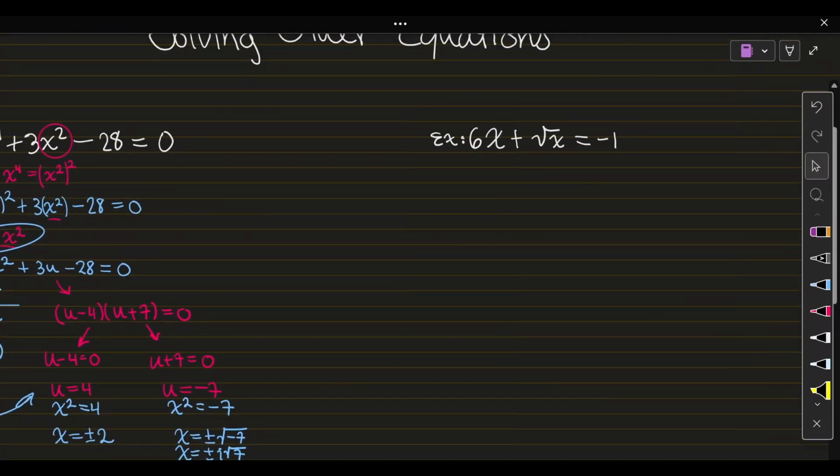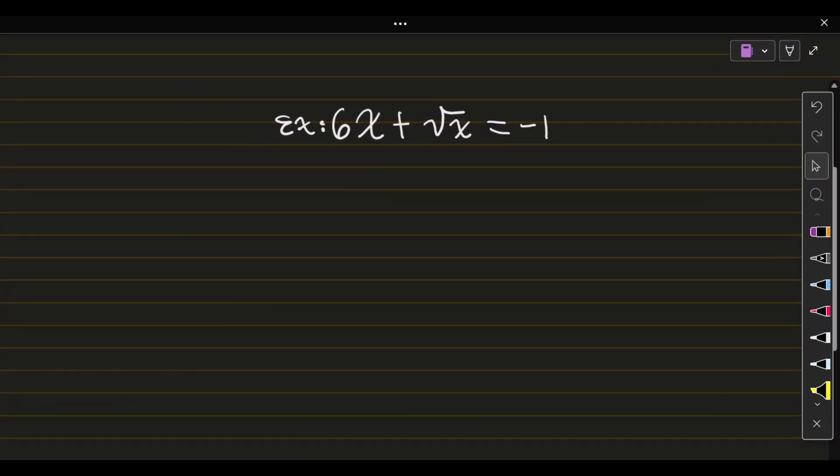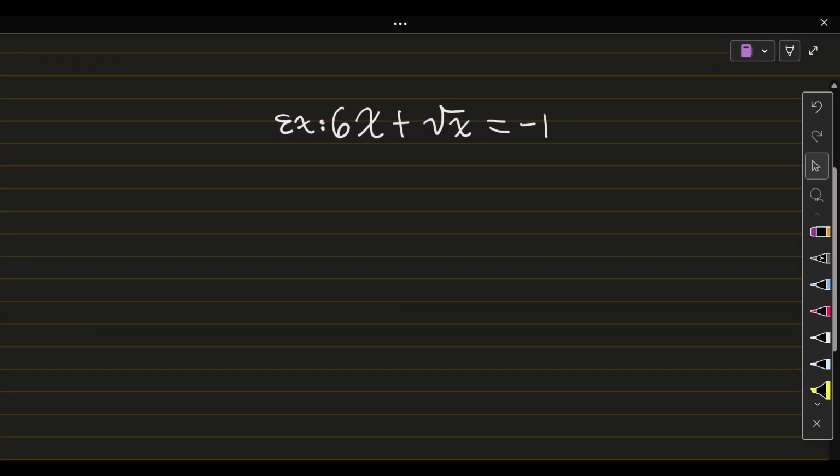Okay, moving on. I have 6x plus the square root of x equals negative 1. I'm going to go ahead and rewrite this in a nicer form. So I'll add 1 to both sides, and that gives me 6x plus the square root of x plus 1 equals 0.